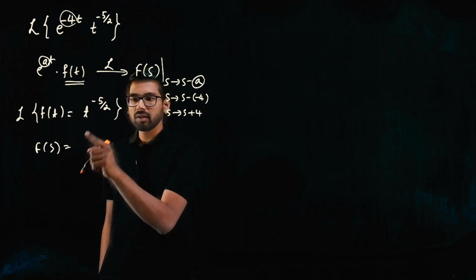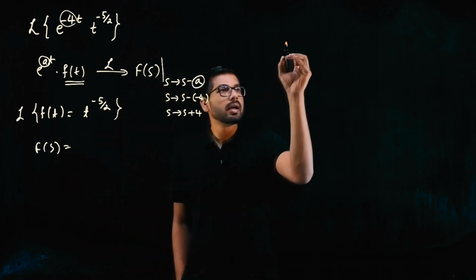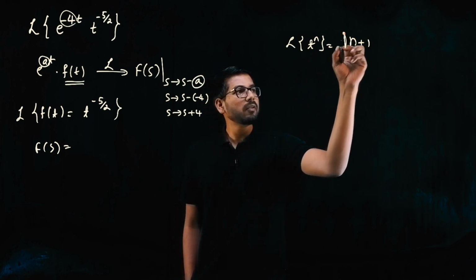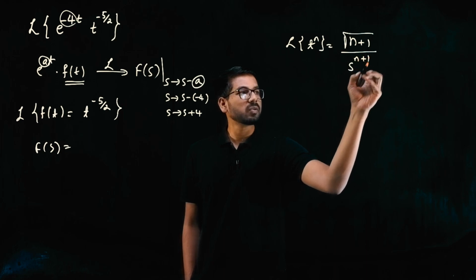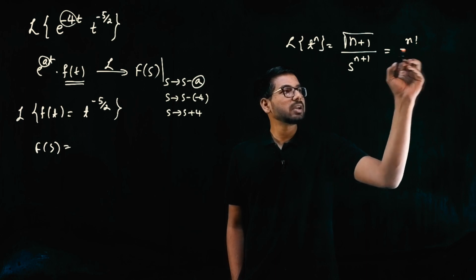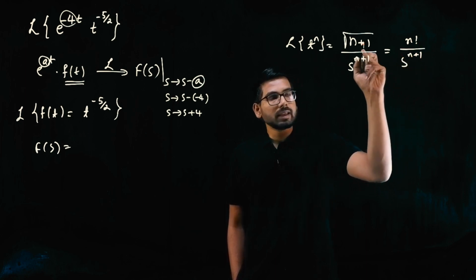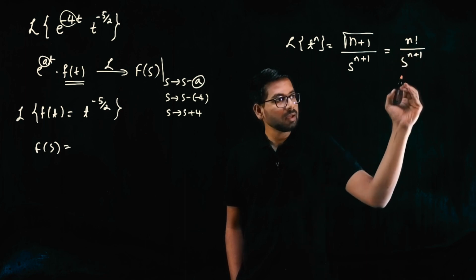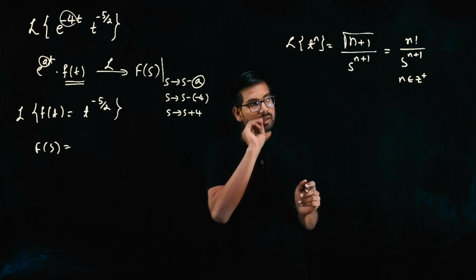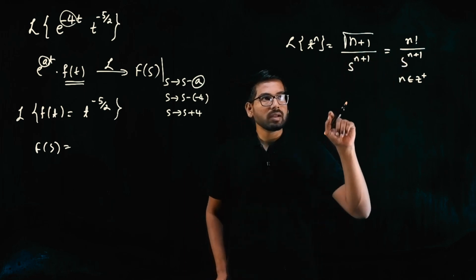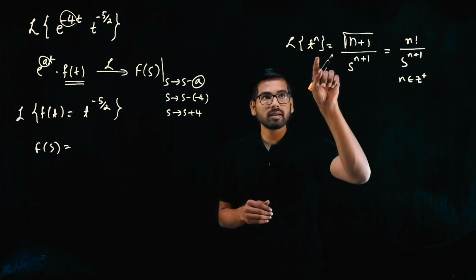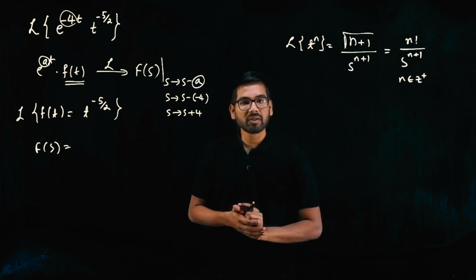So what is f of s? We have t power n here. We know the Laplace transform of t power n is gamma of n plus 1 by s power n plus 1, or this is also equal to n factorial by s power n plus 1. Gamma of n plus 1 is equal to n factorial when n is a positive integer. If n is a fraction or negative, then the Laplace transform of t power n is gamma of n plus 1 by s power n plus 1.